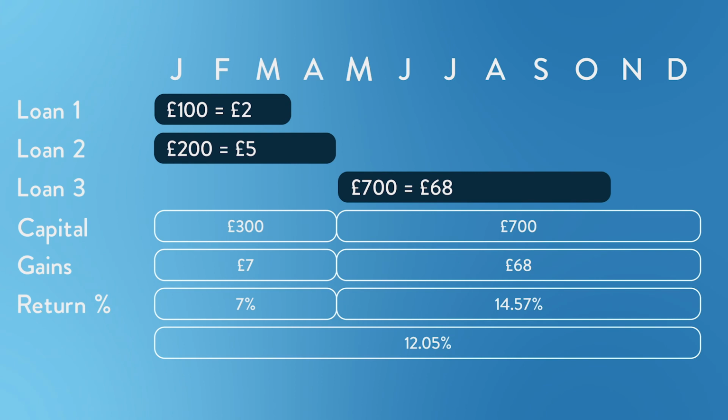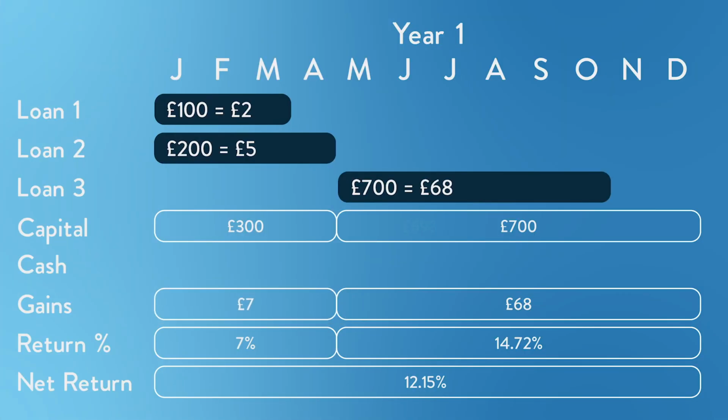However, the above example has an error in it. When we make the loan in May, we have the £300 loan back, but we also have the £7 gain from the first 2 loans. This means we don't need the full £400 extra, just £393. This changes the second period's return rate to 14.72%, £102 gains from £693, which in turn brings up our average annualized net return up to 12.15%.